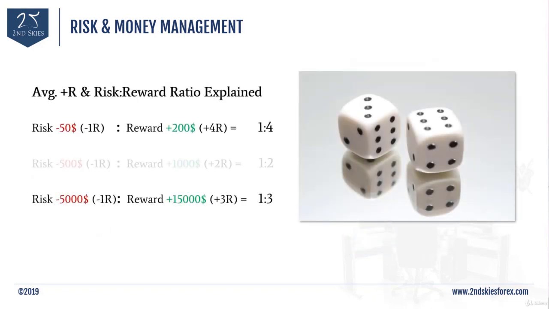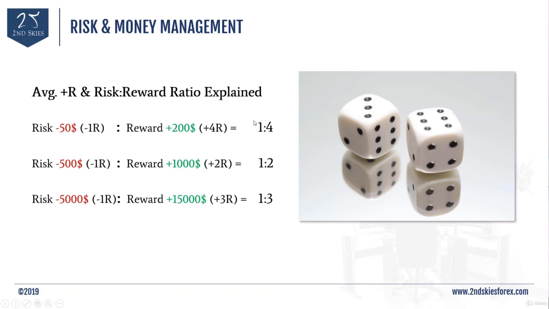We'll get into that in the next slide, but I want to cover a couple things here so you understand this whole risk reward and average plus R. So if you're going to risk $50 on the next trade, then that's 1R. That's basically your risk for the trade. And if you are going for a target that's 4 times that, you have a chance to make $200.